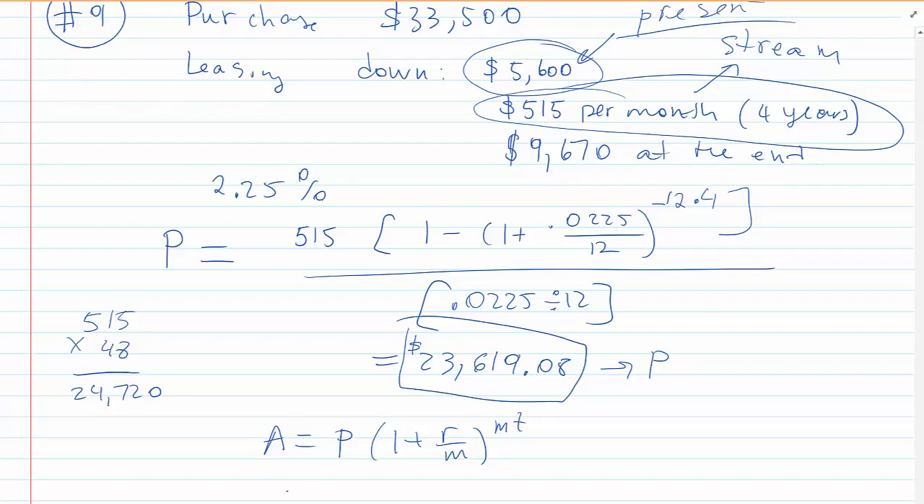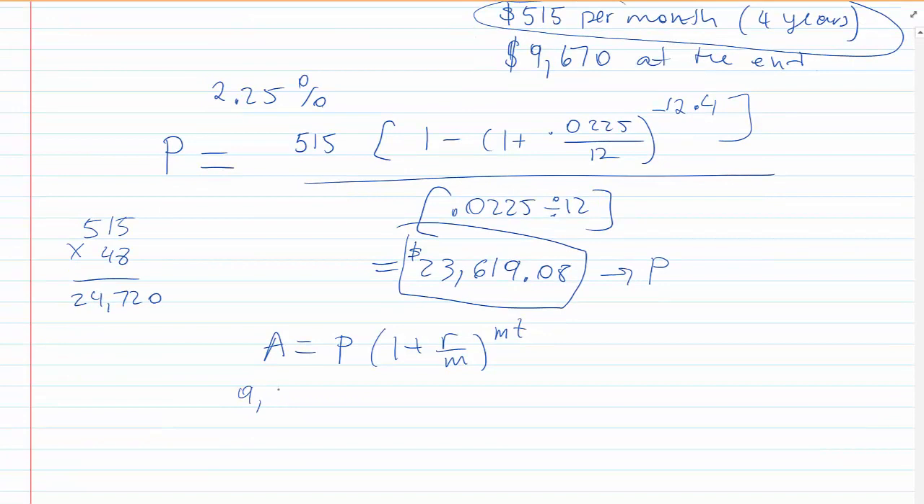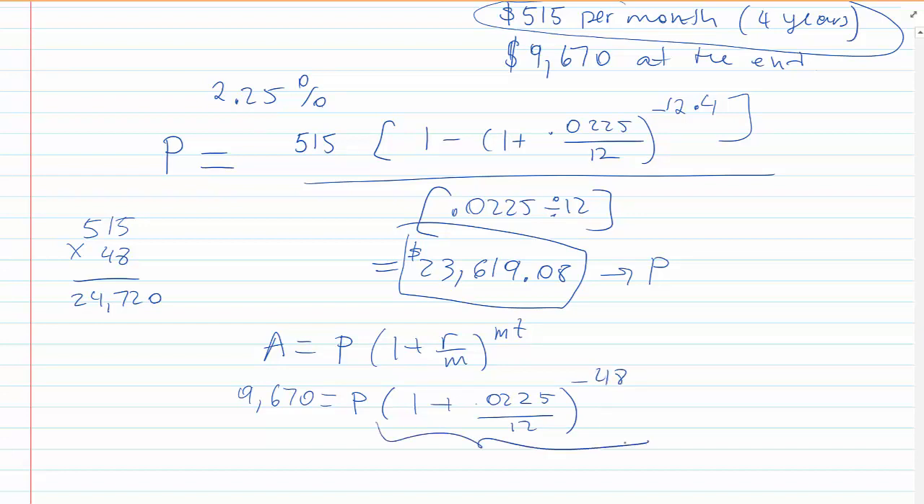So your A is what? 9,670, exactly. That's the amount that you need at the end. P is what you need to put in right now. The rate is still 2.25. You divide it by 12, and you're still using negative 48. All right, and you're solving backwards. Okay, so 1 plus 0.0.